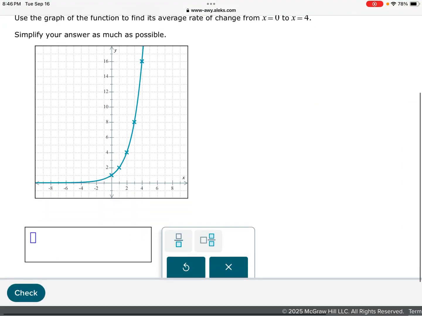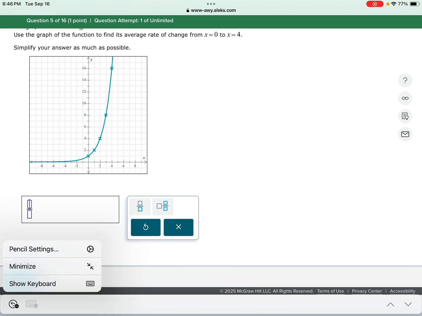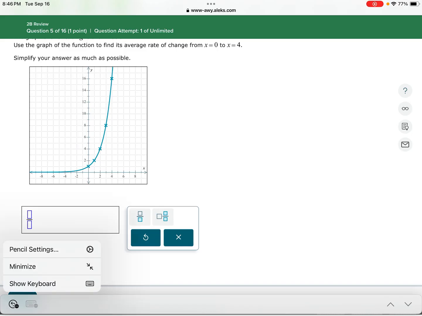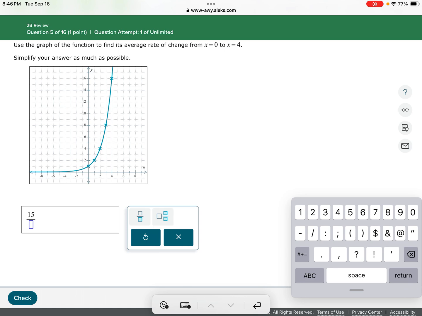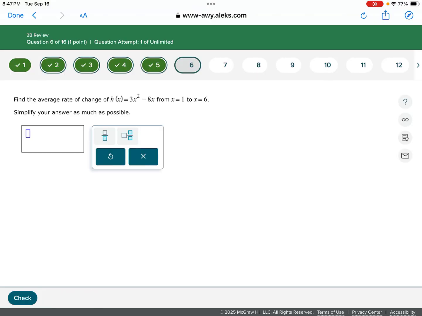So I'll type that in here. I need my keyboard. Unless it will do it, nope, I need a keyboard. Show keyboard. 15 and 4. Let's go ahead and check it. There you go. So you'll just count the slope between the 2 points that are given.